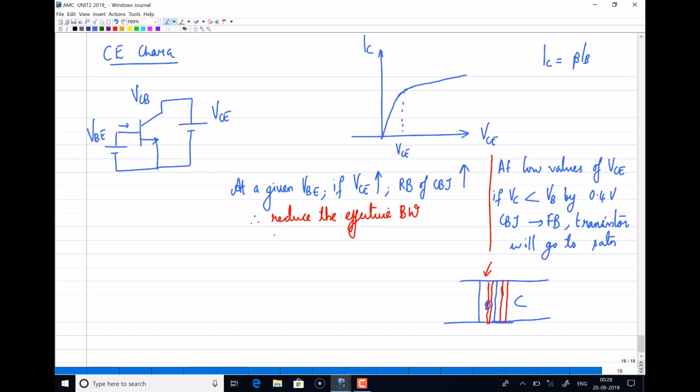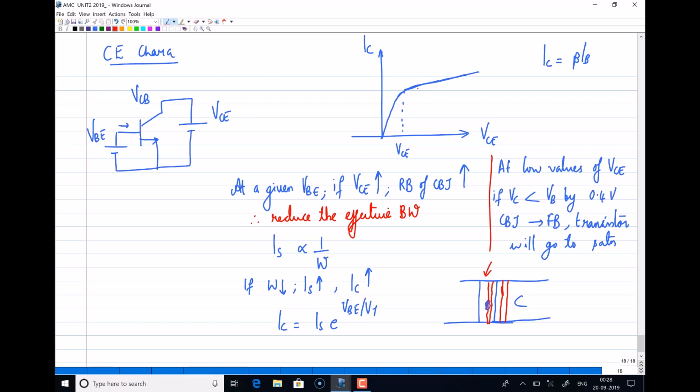The saturation current IS, which we write in the diode equation, is inversely proportional to the width of the region. Now what will happen if the base width reduces? If base width reduces, this IS will increase. So if W reduces, IS will increase. If IS increases, IC also increases, because IC equals IS into e to the power of VBE by VT. So that increase in IC is actually shown in this portion of the graph.